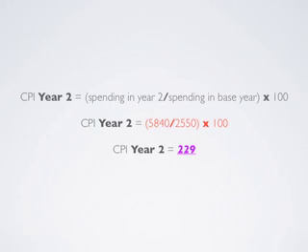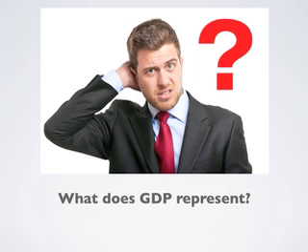To calculate the CPI for year 2, we follow the same steps but divide spending in year 2 by spending in the base year, then multiply by 100. The CPI for year 2 comes out to be 229, which is quite high. Now, we are going to calculate the real GDP for year 2. Real GDP is used to measure output growth. However, it is adjusted for price changes, as opposed to nominal GDP, which is not.